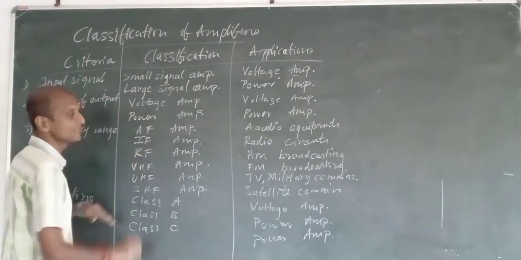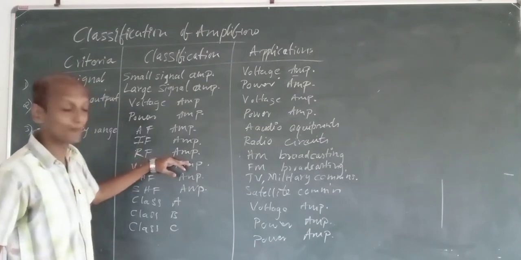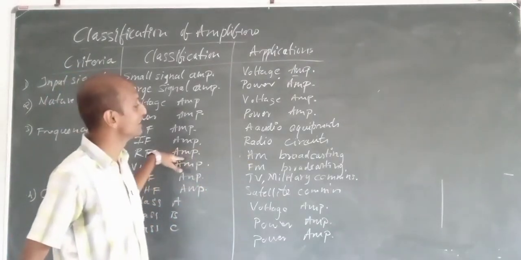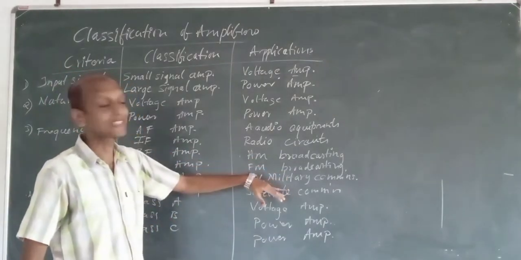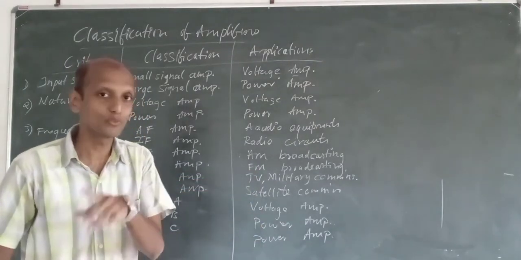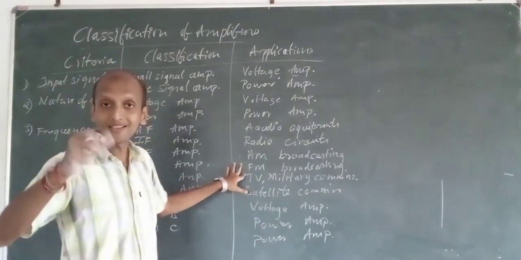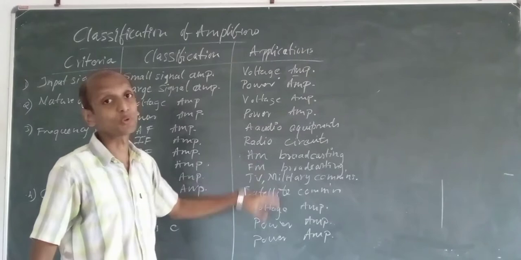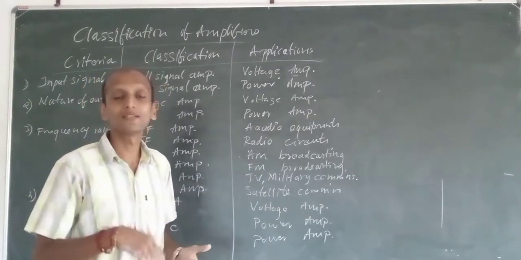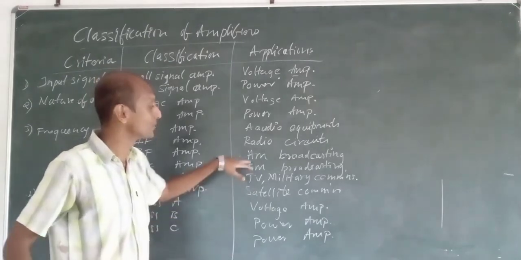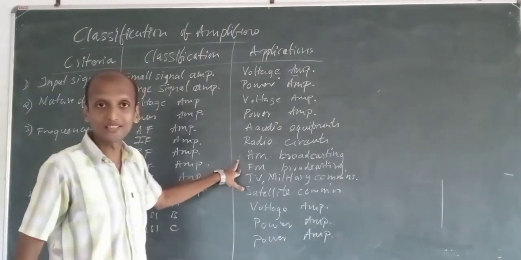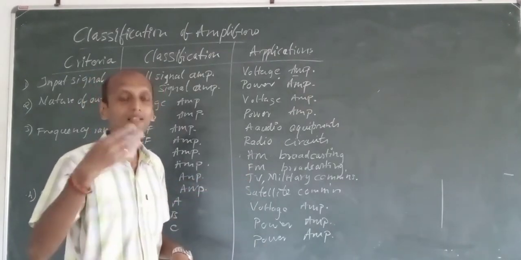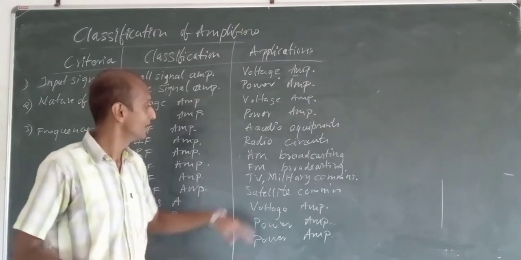Then we have RF. RF is radio frequency amplification. If a radio frequency signal is given at the input, then it will be used for AM broadcasting. AM, FM: you will know about FM, isn't it? The radio channels use frequency modulation, and this one is amplitude modulation. About modulation, we will be learning in future chapters. Amplitude modulation and frequency modulation, we will get to know in our future classes.